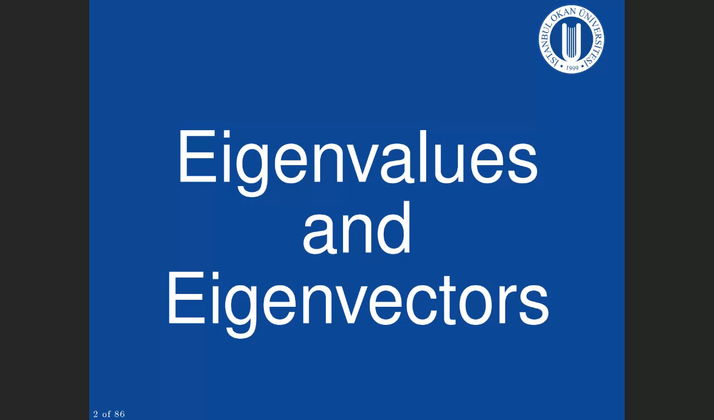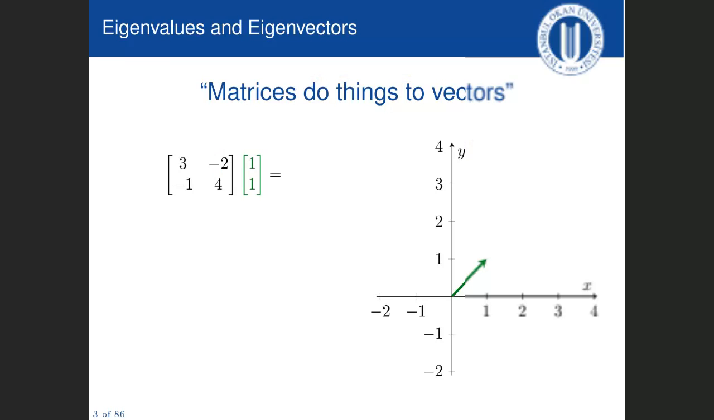First, let's talk about eigenvalues and eigenvectors. And I start with the statement that matrices do things to vectors. By this I mean, if we take a vector and we multiply on the left by a matrix, then we're going to get a new vector. For example, if we start with the vector (1, 1), and we multiply it on the left by the matrix [3, -2; -1, 4], then we're going to get the new vector (1, 3). So it looks like we're taking the green vector, we're stretching it, and we're rotating it anti-clockwise.